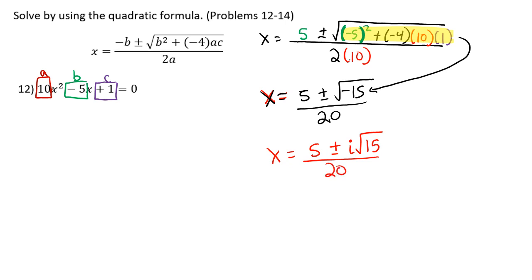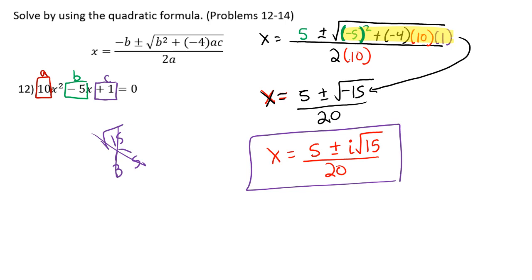Now, we have a 15. We need to see if we can simplify that. So the square root of 15, two numbers that multiply to be 15 is 3 and 5. I can't make these numbers any smaller because they're prime numbers. Therefore, I can't simplify this because there's no pairs. So my answer is left like this.